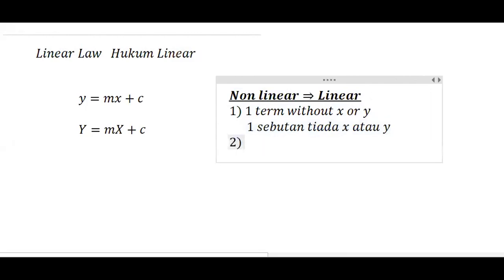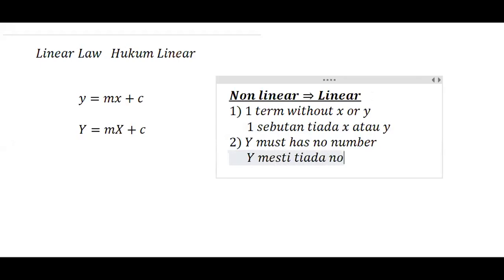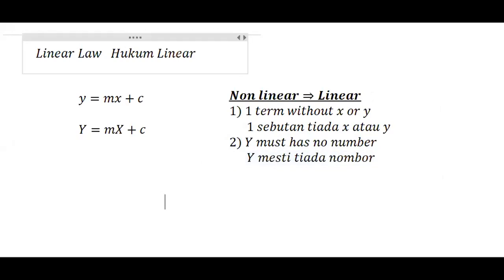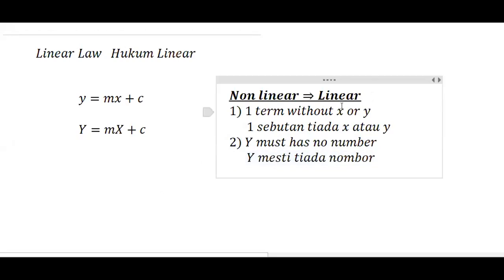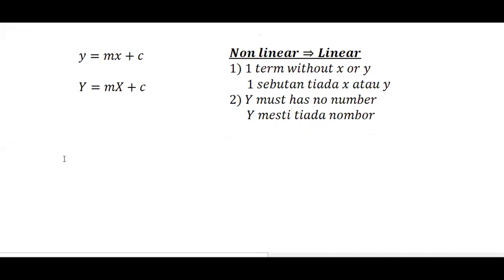Number 2. Number 2 is the paksi Y lah, big Y ya. Big Y must have no number. Y besar itu, paksi Y saya, Y besar maksudnya paksi Y ya. Mesti tiada nombor. Okay, ingat ini 2 rules. First rule, linear mesti ada satu sebutan tiada X atau Y. Paksi Y mesti tiada nombor. Okay, saya bagi sedikit idea dulu.